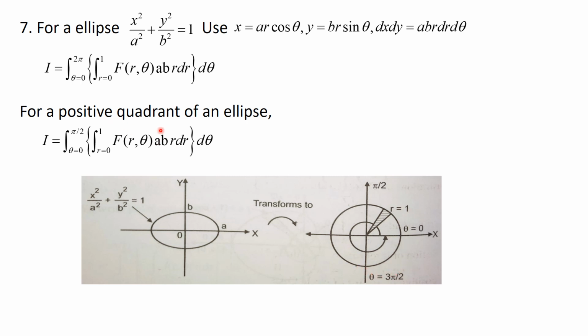If we are considering only the positive quadrant of the ellipse, then for the first quadrant the angle varies from theta equal to 0 to theta equal to pi by 2, but r remains the same, that is r equal to 0 to r equal to 1.